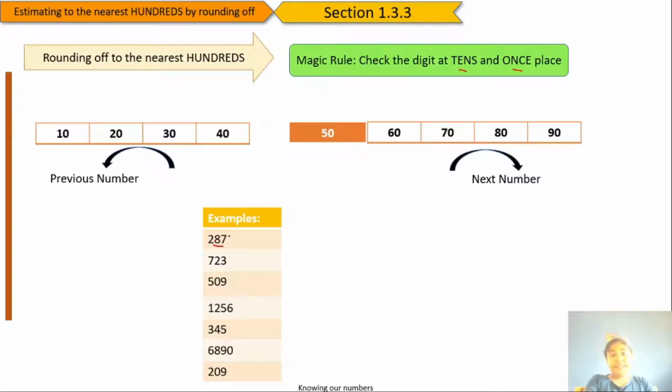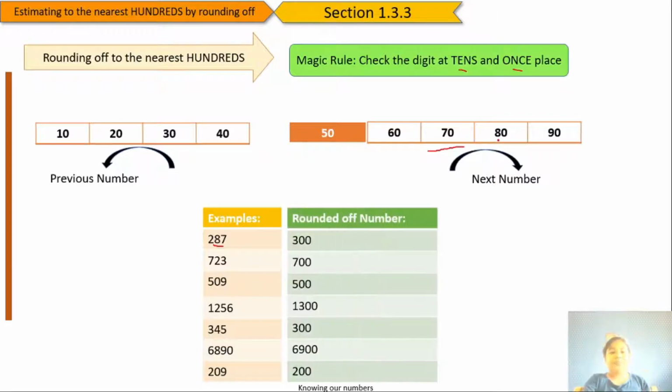So as it says 87 here, and in these boxes we see 80 will be any number after 80, or 80 will be promoted to the next number, which makes it 300. Next we have 723, which makes it 700, because we see here 20 or any number after or before 20 will go back to the previous number. So it will become 700. Next we have 509. This will obviously be at 500 because it is lesser than 10. So it will go back, not ahead.